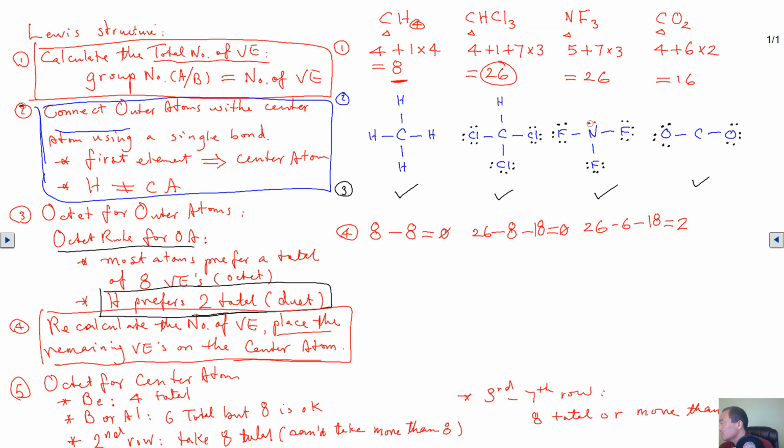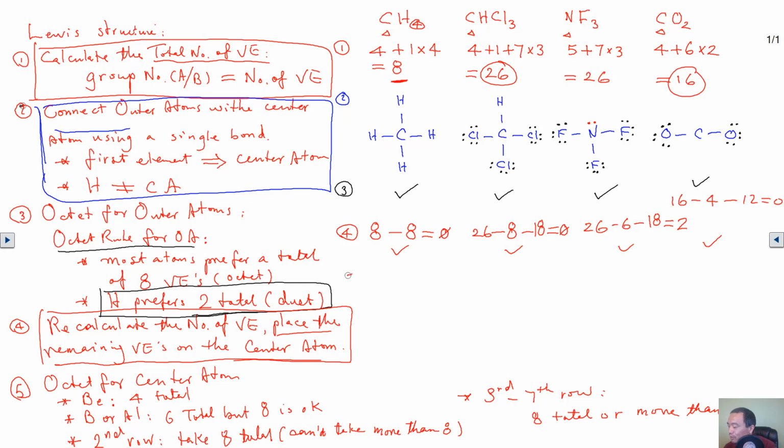So those 2 electrons come from the remaining electrons. Let's look at CO2. CO2, you started with 16 valence electrons, and you used 4 electrons to build these 2 single bonds. And you also used 6 electrons to make dots for each oxygen, so that's 12. So you end up with 0 left. So now we know step 4 is done.